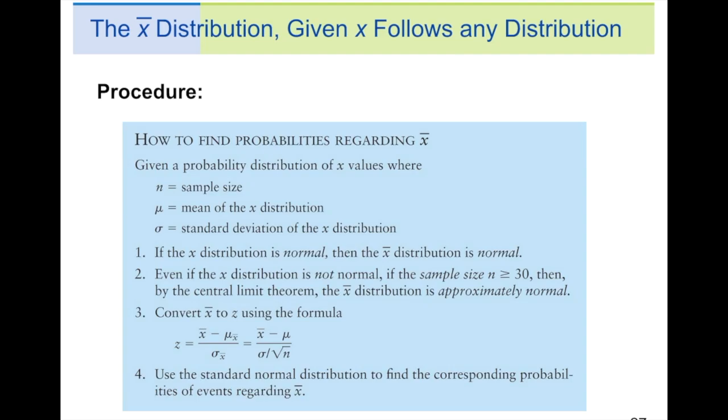Number 3, convert X bar to Z using the formula we've been using. And number 4, use the standard normal distribution to find the corresponding probabilities of events regarding X bar.